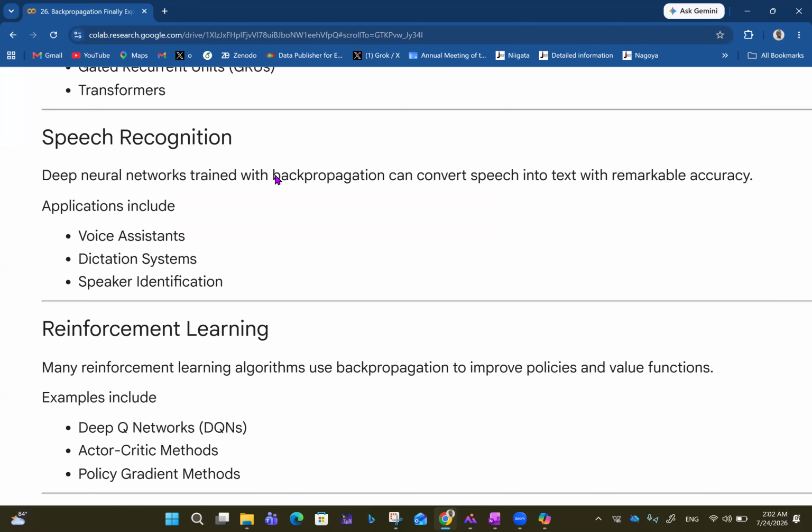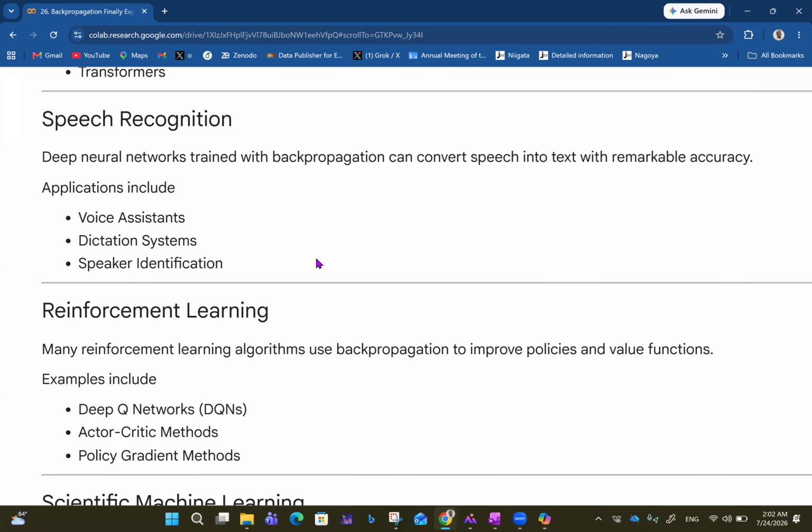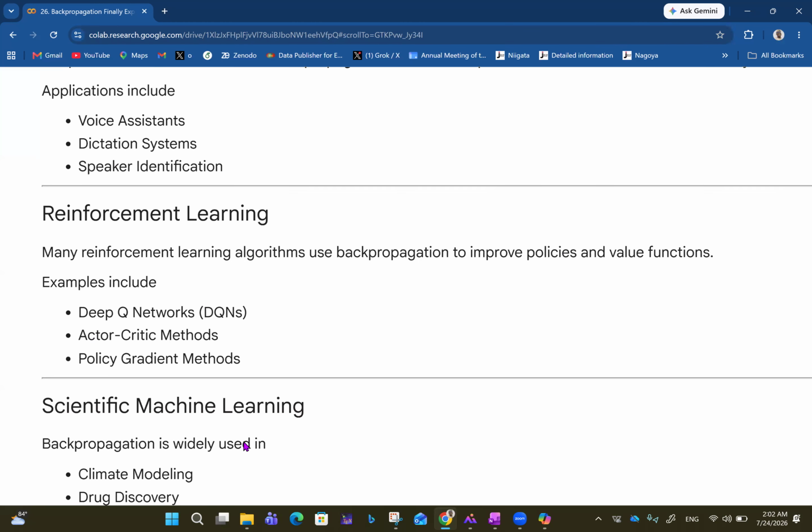Now, for speech recognition, deep neural networks trained with backpropagation can convert speech into text with remarkable accuracy. Applications include voice assistants, dictation systems, and speaker identification. Then we have reinforcement learning. Many reinforcement learning algorithms use backpropagation to improve policies and value functions. Examples include deep Q networks (DQNs), actor-critic methods, and policy gradient methods.